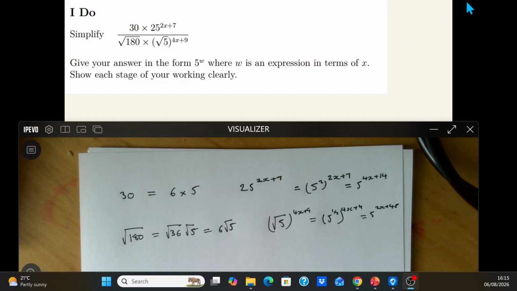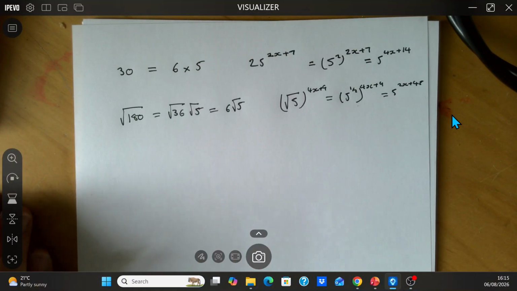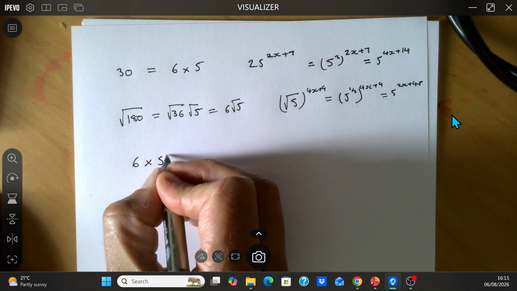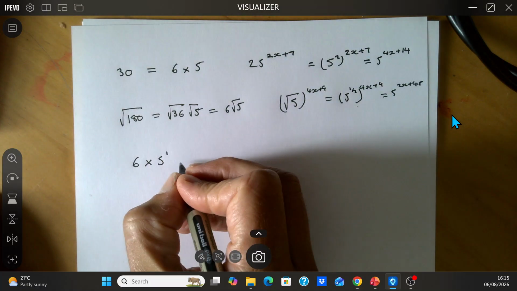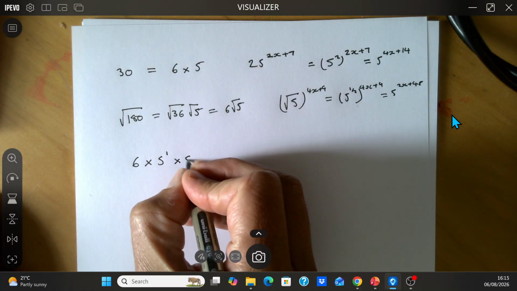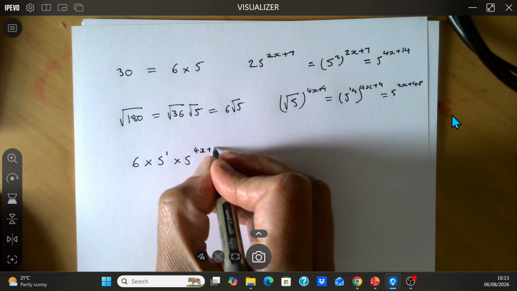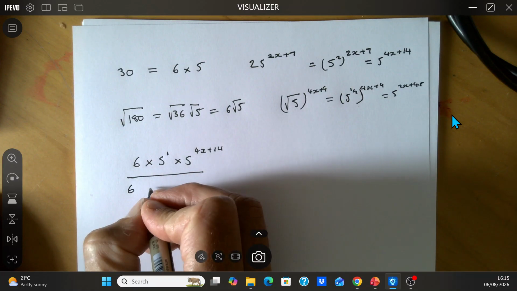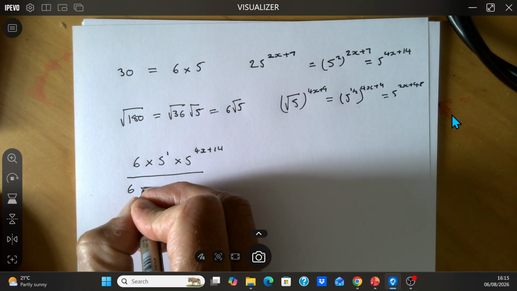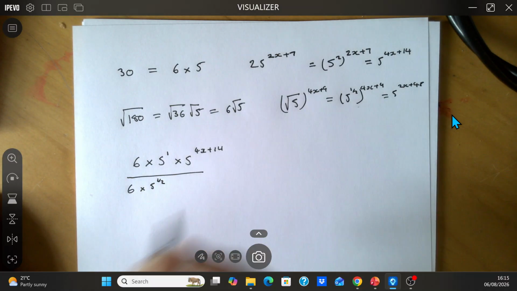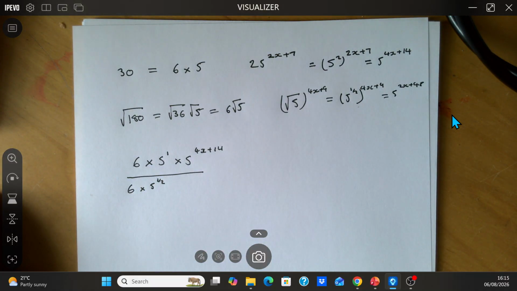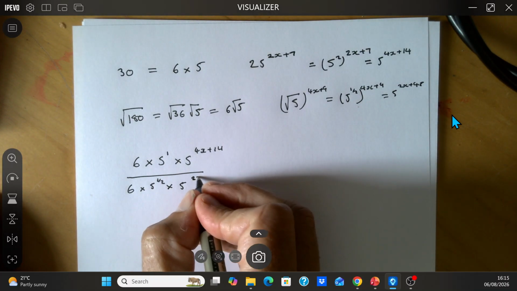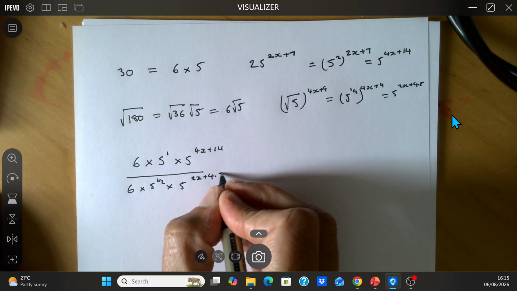Now I'm going to put that back onto the fraction and start doing some other power stuff. So I have 6 times 5, remember that's to the power one, quite helpful, times 5 to the 4x plus 14, divided by 6 times, remember that's 5 to the half, the square root, times 5 to the 2x plus 4.5.